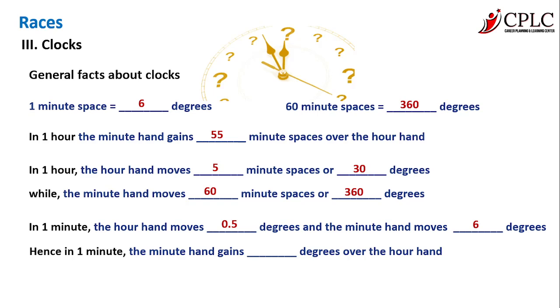So this means in 1 minute, the minute hand gains 5.5 minutes extra over the hour hand, basically. 11 by 2, the relative speed that we have spoken about. So same things, just asked in a different manner. So be careful, don't make mistakes in these types of calculations.